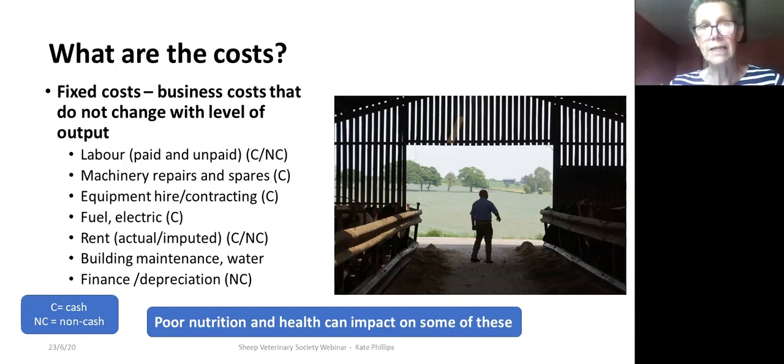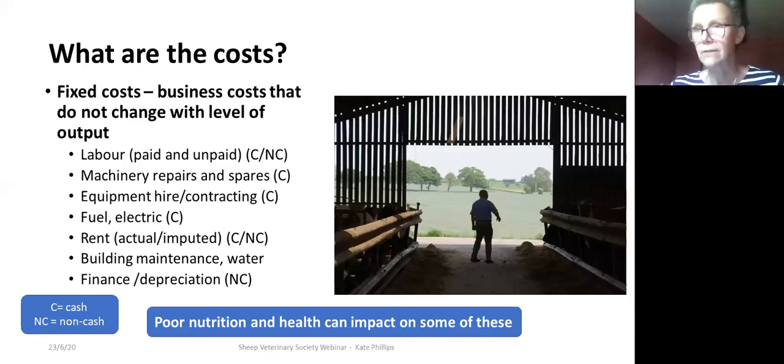So we're looking at things like labour, paid and unpaid. Most farmers' own labour would be considered the unpaid and family labour. I always say to the students at Harper, they're the unpaid labour, rarely paid properly for their labour on the farm at home. Machinery repairs and spares are things that the farmer needs to spend cash on. Equipment and hire, contracting, that would be a cash cost. Fuel and electricity, not that we're using an awful lot of electricity for sheep unless they're housed for long periods of time.